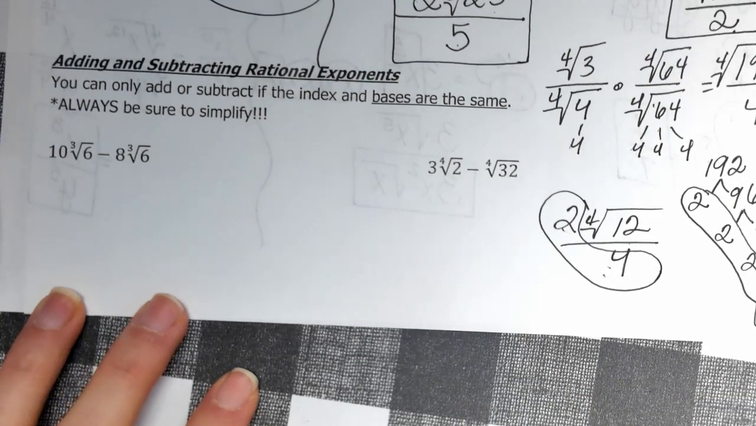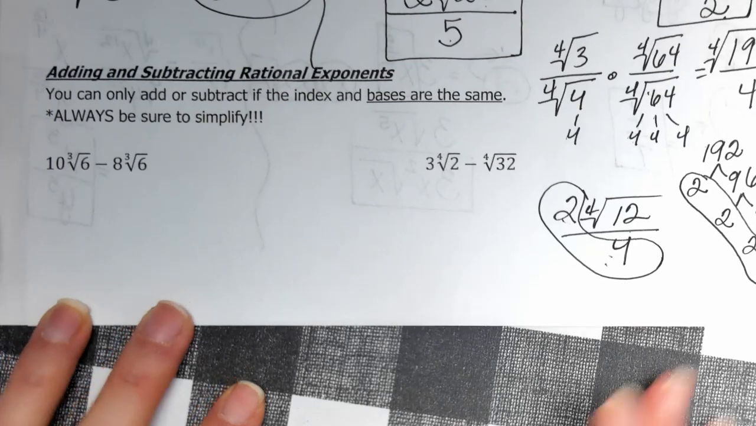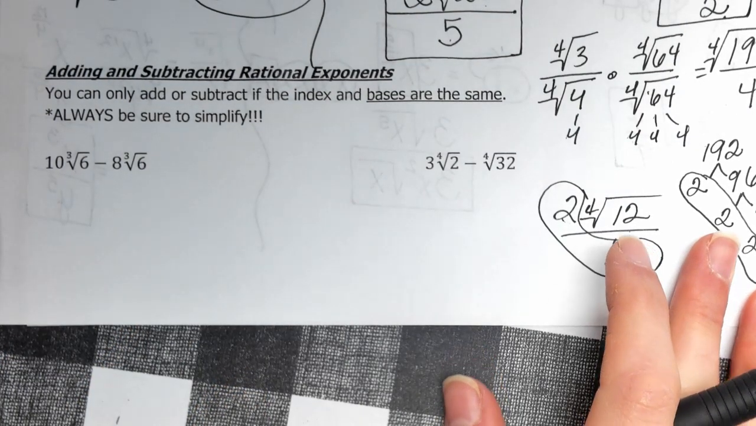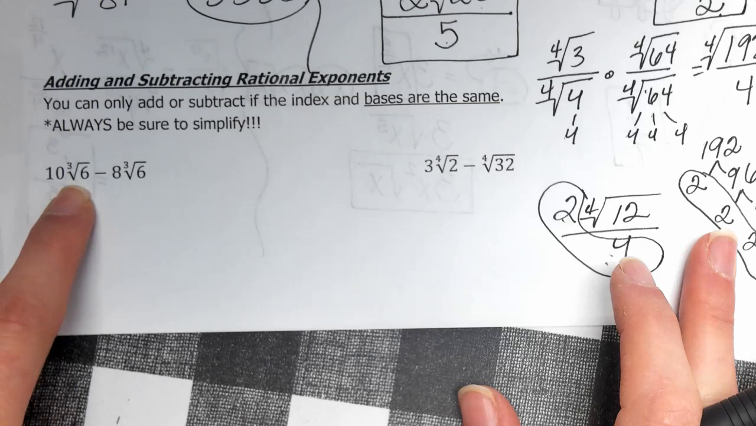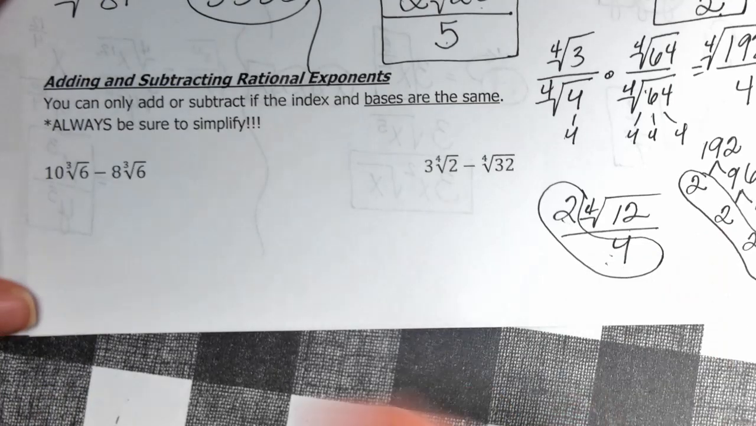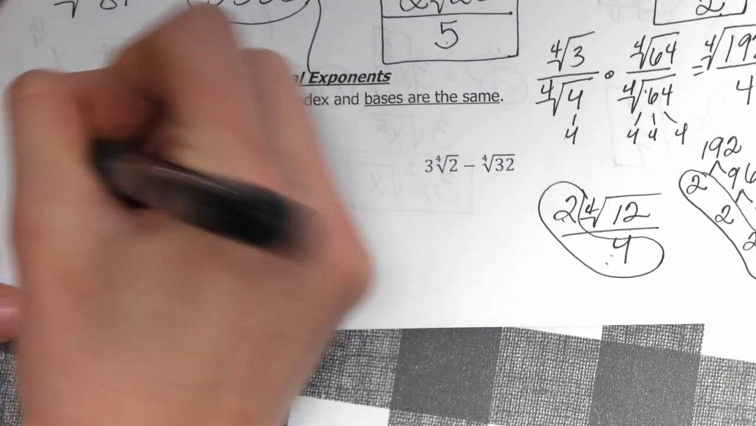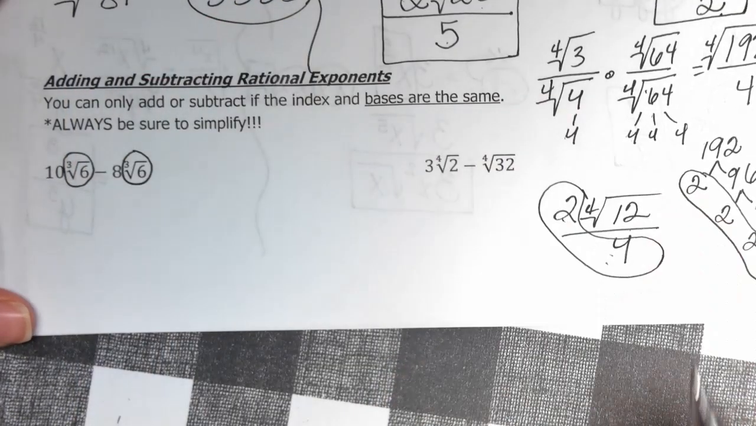All right. Adding and subtracting. When you multiply, you can do whatever as long as it's the same index. When you add and subtract, you have to have like terms. So it has to be the same index and the same number under the radical. Okay? So if I have 10 times the cube root of 6 minus 8 times the cube root of 6, this cube root of 6 is what's making it like terms.